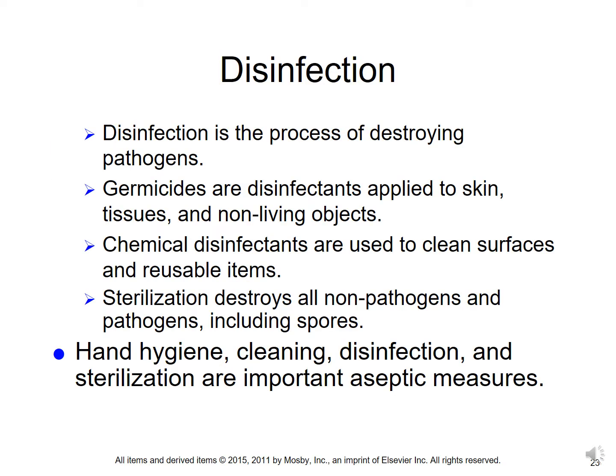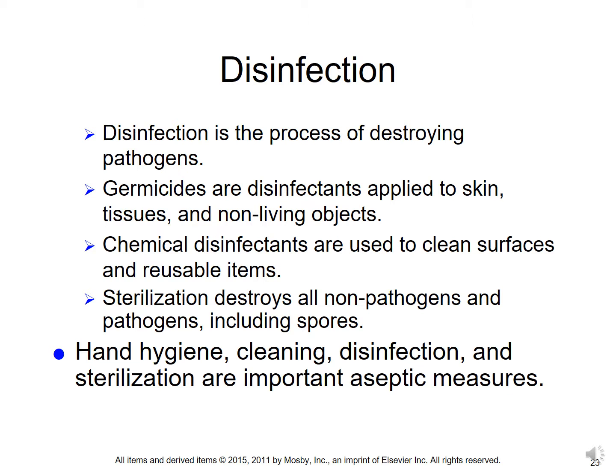So we talked about cleaning equipment. We're going to look now at disinfection. So we need to know the definition. Disinfection is the process of destroying pathogens. So a common disinfectant is called a germicide. So germicides are disinfectants, so they are for destroying pathogens. They can be applied to the skin, tissue, and non-living objects depending on their directions. Also, there are chemical disinfectants such as cleaners and things like that. So we use that to clean surfaces and reusable items.